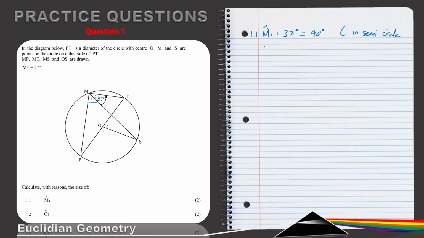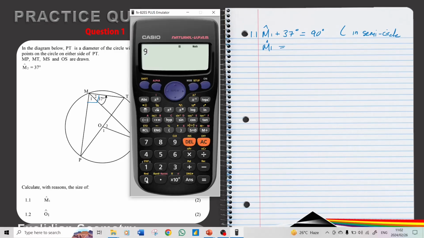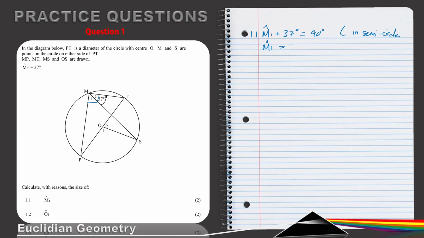Okay, and then just to solve for M1, we take the 37 to the other side and we subtract. So that is going to be 90 minus 37. And that's equal to 53 degrees.